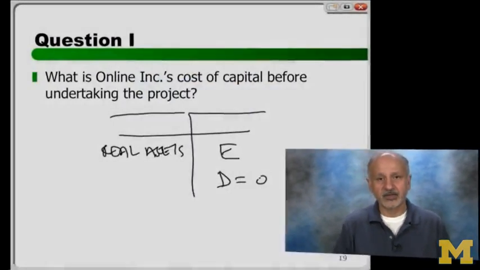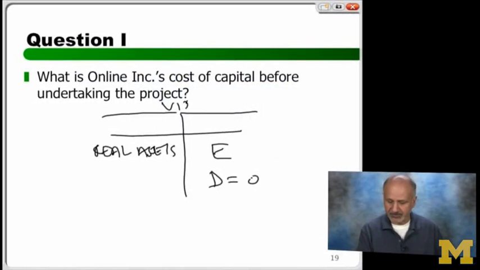Let's try to think about this. I'm asking you to figure out the cost of capital of the company before it does so. What I would encourage you to do is to first think of the company. You have real assets, and you have how much debt or equity? You just have equity. Debt is equal to 0. And this is which business? Video business. Okay? So I'm asking you the following.